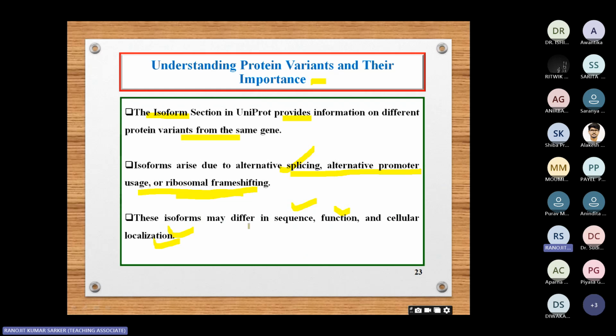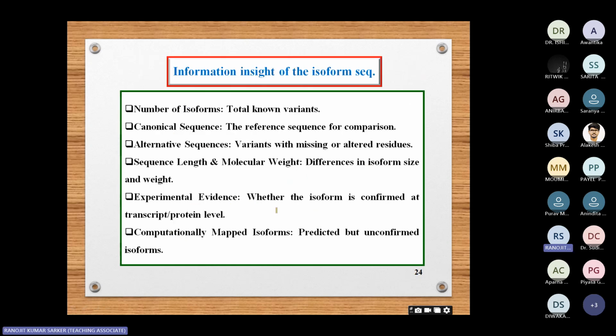So these isoforms and their variants are very, very important, and it's very hard to detect them in other databases other than UniProt. So this is the information that you can get: how many isoforms there are, and what the canonical sequence is. That means this is the reference sequence, the one with respect to which you are saying that the others are isoforms. That is the canonical sequence.